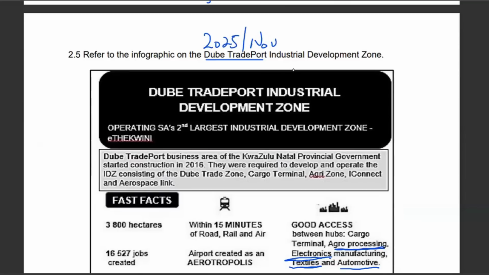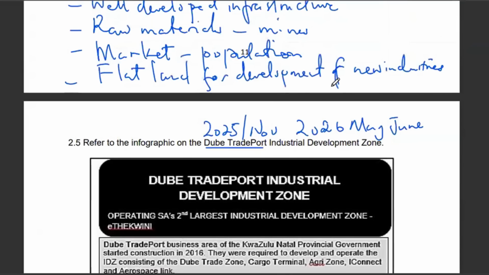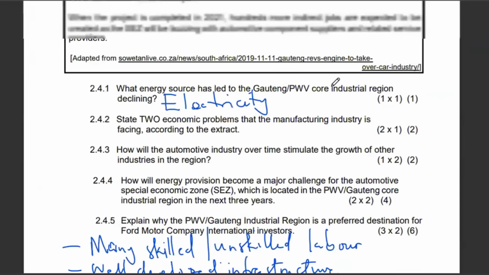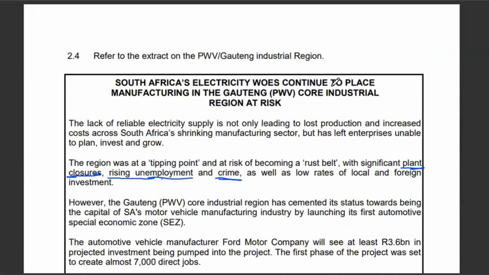and also in 2026 May, June. So this is an area of specialization in economic geography. You specialize. So for the 2025 November examinations, the Dube trade port is your industrial development zone. So you must focus on that area of specialty. We have covered that. And also we check on another area of specialization, the Gauteng PWV.